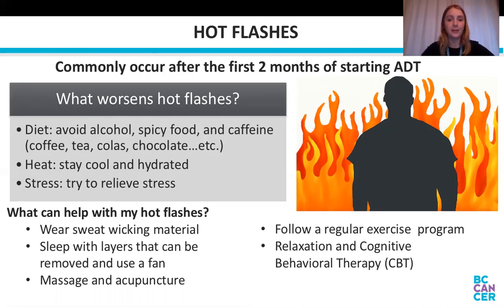And some individuals have said that massage, acupuncture, and cognitive behavioral therapy have helped. If you have hot flashes, I highly recommend keeping a hot flash diary. This is where you write down when your hot flashes happen, for how long they last, and what you were doing prior to the hot flash. Sometimes this can help you determine what is making the hot flashes worse and how to cope with them better.